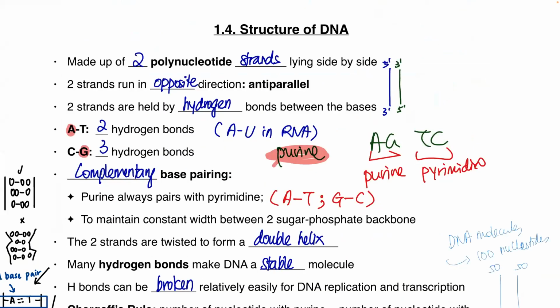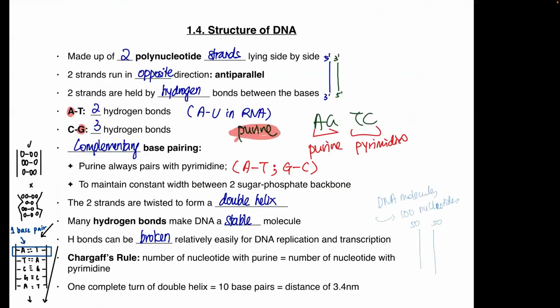Can you please tell me what is a 5' end? What do you have on a 5' end? Phosphate group. Phosphate group, okay. Yes, and then the 3' end would have a hydroxyl group. So now let's look at the structure of DNA.